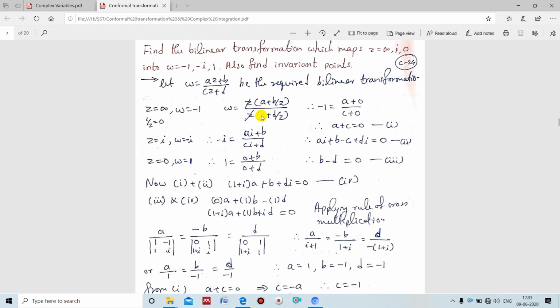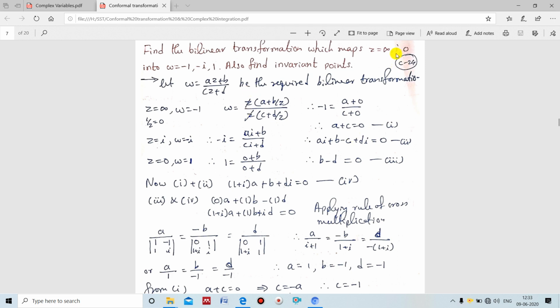Then solve. Put the first point, z equal to infinity and w equal to minus 1. Rearrange the equation: w equal to z times (a plus b by z) divided by z times (c plus d by z). The z cancels, and we get this. Then put w equal to minus 1 and z equal to infinity: b by infinity is 0, so a plus 0; d by z is 0, so c plus 0. We get minus 1 equal to a by c, or a plus c equal to 0. It is equation number 1.